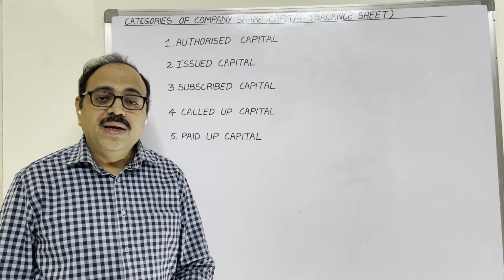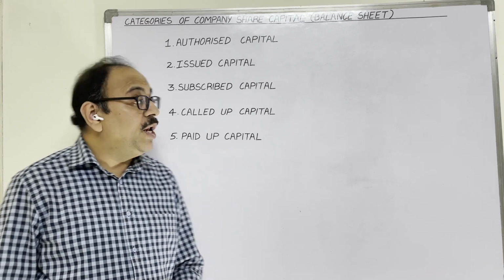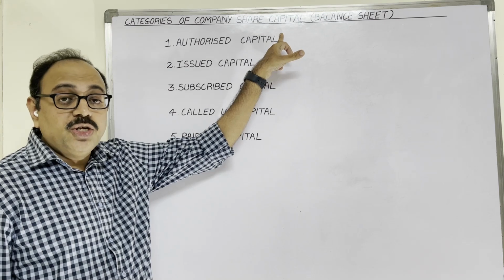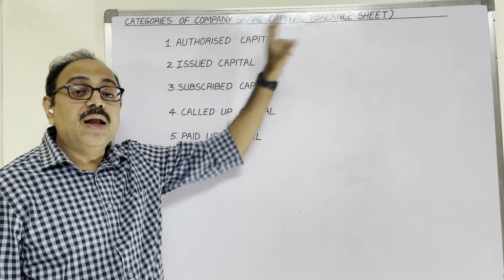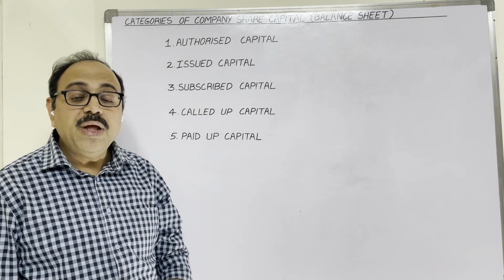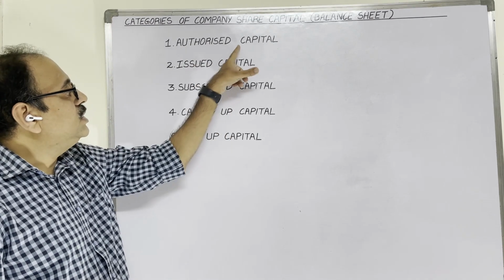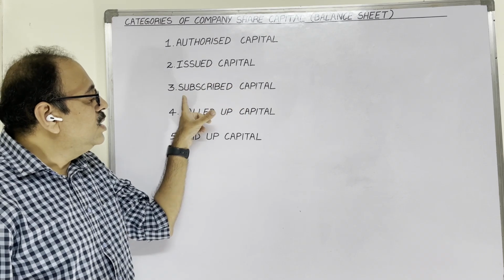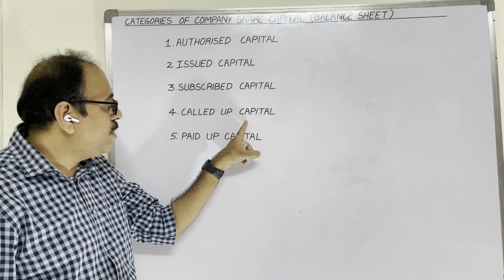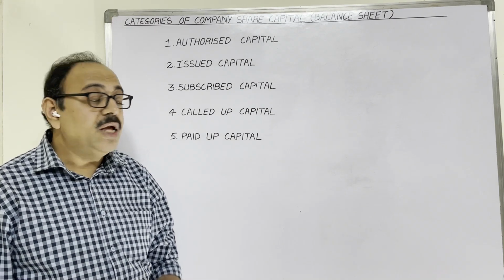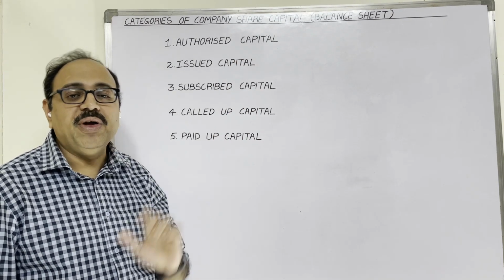Hello students, in the present video I am going to explain about categories of company share capital which are shown in the company's balance sheet under the liabilities side. Company share capital is divided into 5 categories: authorized capital, issued capital, subscribed capital, called up capital and paid up capital. In the present video, let us know about all these 5 points one by one.